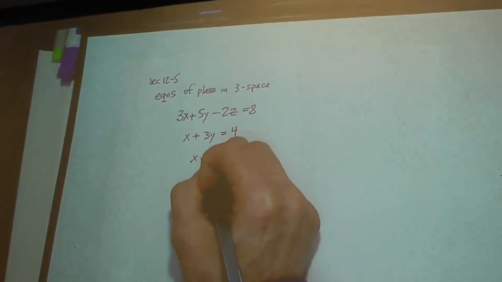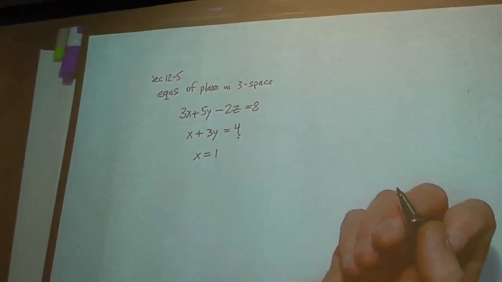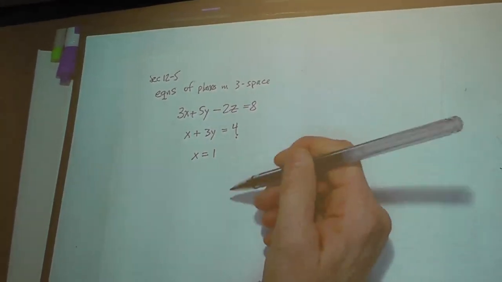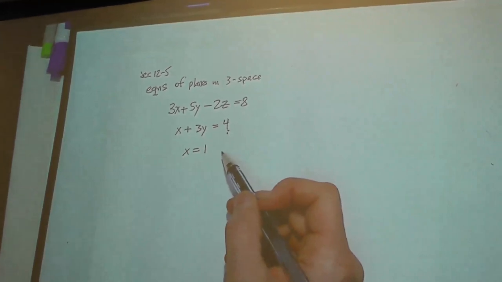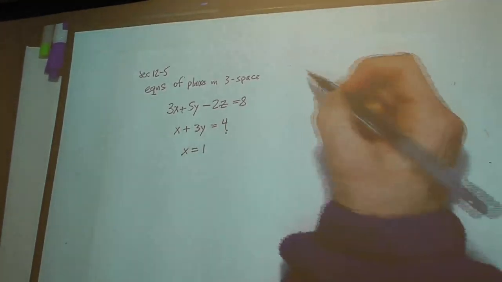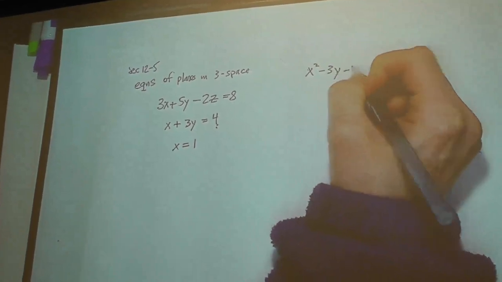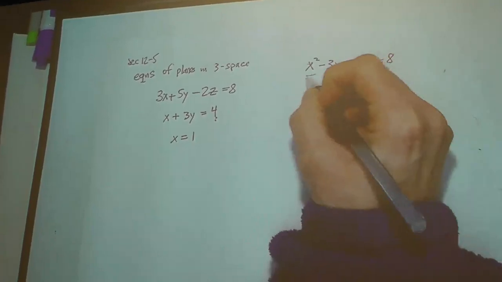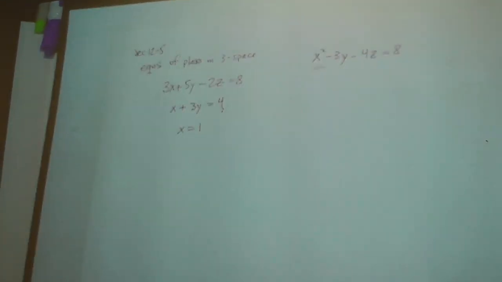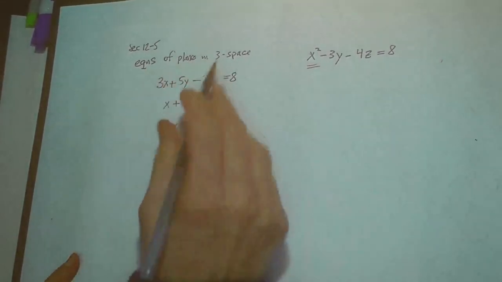Same deal here. That could just mean x is the number one. In two dimensions, that would be a vertical line. In three dimensions, there's a plane. Things like this are not equations of planes. Now, you've got to be linear in all three of your variables. So, that's one thing.